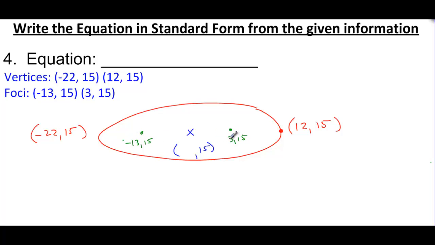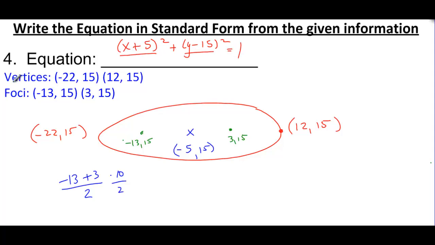Negative 13 plus 3 is negative 10, and divided by 2. So that's negative 10 divided by 2. So I get negative 5. Okay. So now I know my center is negative 5, 15. So I'm going to write x plus 5, quantity squared plus y minus 15, quantity squared equal to 1.